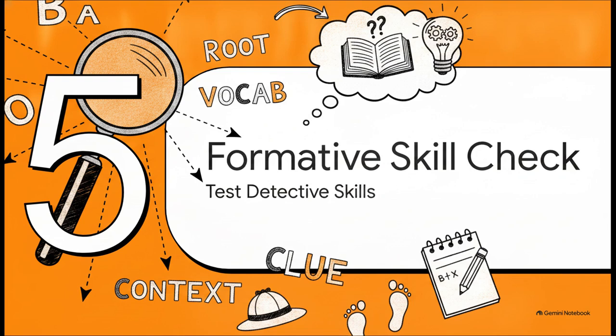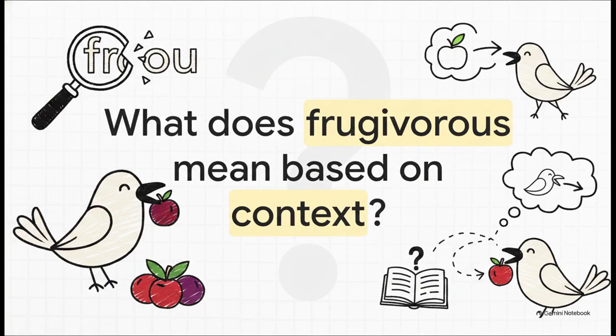Let's move to Section 5 and see how this builds. Formative skill check. Test your detective skills. All right, it is time to test your skills as a language detective. Here is your challenge. Read this sentence. Frugivorous birds prefer eating fruit to any other kind of food. Take a couple of seconds. Based on the context clues right there in the sentence, what do you think the word frugivorous actually means?